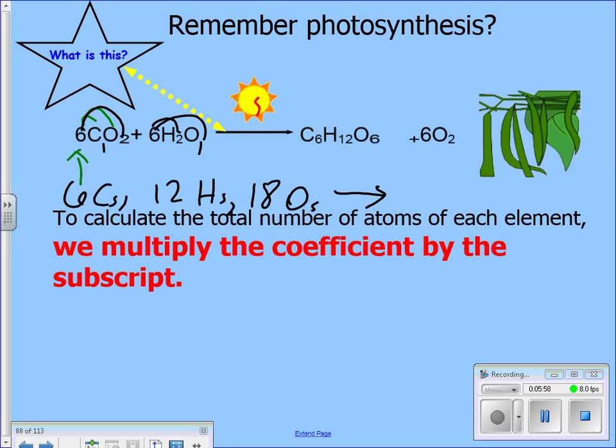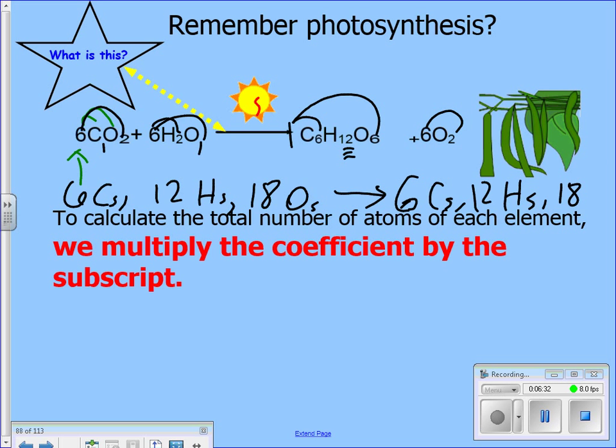Those should all appear in the products because we are not creating or destroying, we're just rearranging. So how many carbons are present? 6, and I've already balanced this chemical equation for you, so that's why I got the coefficients out here. There's a 1 coefficient here, so 1 times 6 is 6 carbons. How many hydrogens? 12, because there's a 12 right here. How many oxygens? 18, because 1 times 6 is 6, plus 6 times 2, so 12 plus 6 is 18.